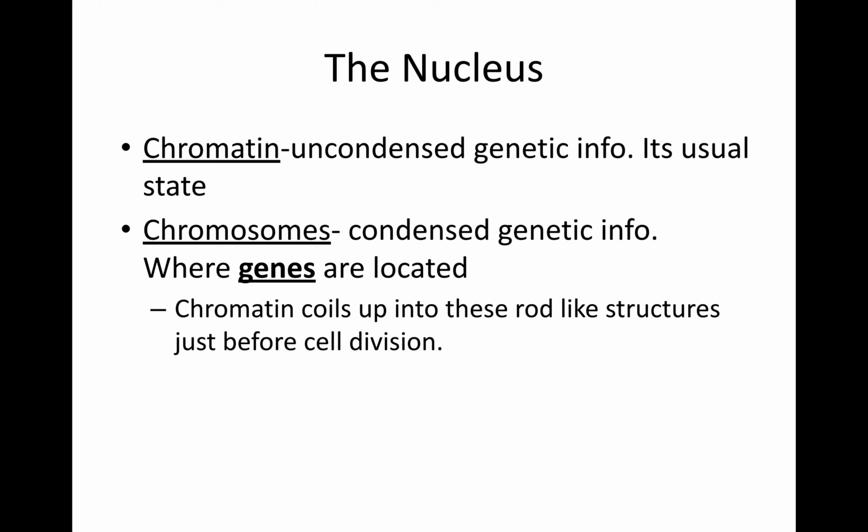So chromatin is uncondensed DNA. So this is just relaxed, like you're sitting home on your recliner, on the couch, in your pajamas. You're not wound up. But when the time comes, you have a job to do, and you might have to put on your work clothes, button those pants, and get to work. So that's what chromosomes are. Those are condensed versions of genetic info. And that only happens, it only condenses when it's about to do its job and replicate and pull apart. That's where genes are located.